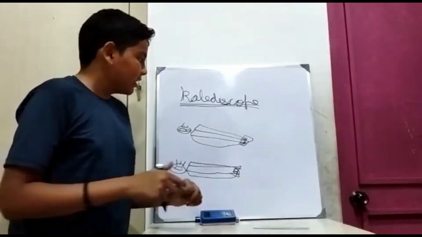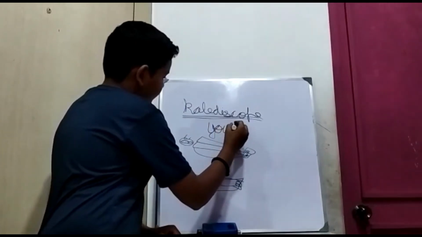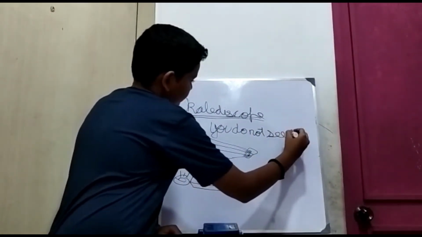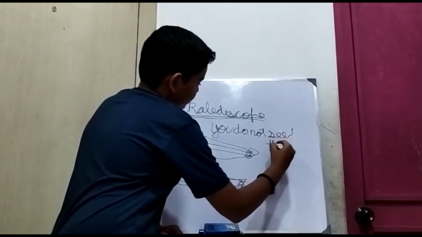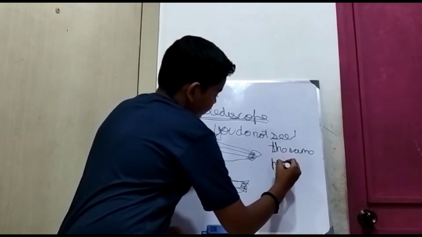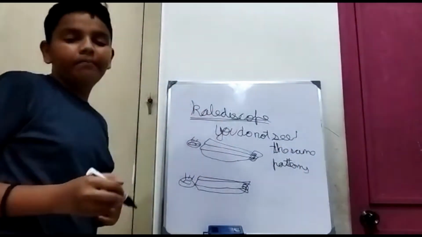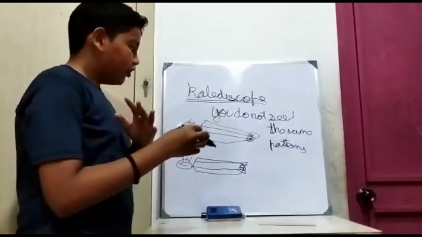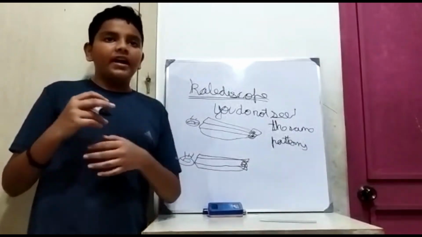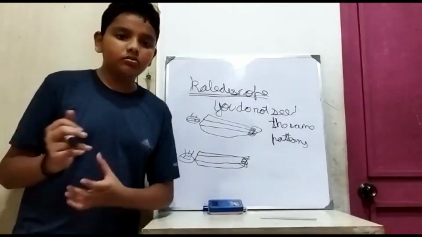The best thing in a kaleidoscope is that you don't see the same patterns again and again. You get different patterns. If you want more patterns, you can take all the beads and add more beads. And we can also make a kaleidoscope at home. I will make a video of it very soon.